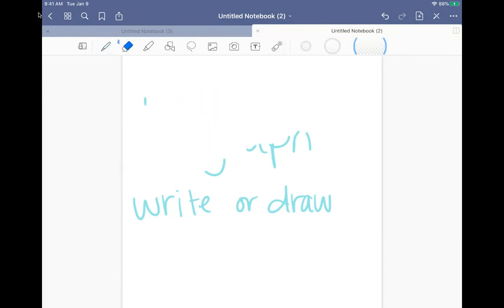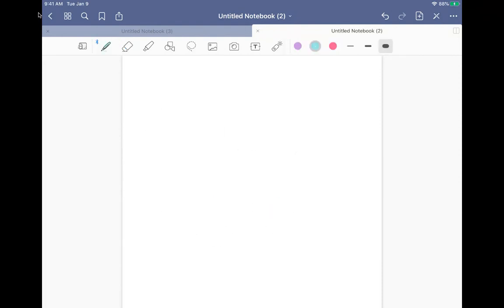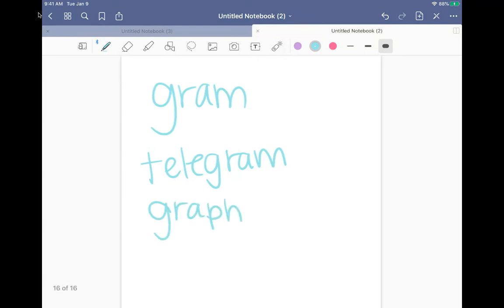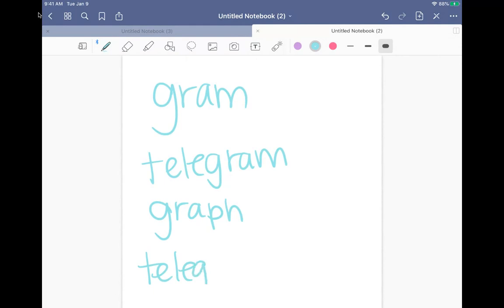This week, you have 4 words that go with our roots. The first word you have is just gram, just to know the root, and gram means write or draw. We have telegram, which is what I just described to you. We have a graph, like what you have in math or science. And then your next word is telegraph. And we see tele here, which means far. This was a root that we talked about last week, okay?